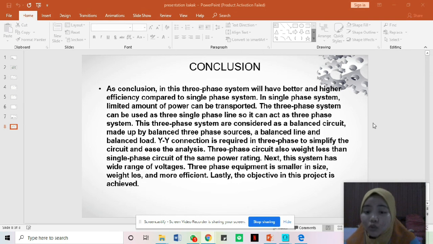Three-phase circuit is also lighter in weight than a single-phase circuit of the same power rating. Next, the system has a wide range of voltage. Three-phase equipment is smaller in size, lighter in weight, and more efficient. So lastly, the objective of this project is achieved. Thank you. That's all from me.